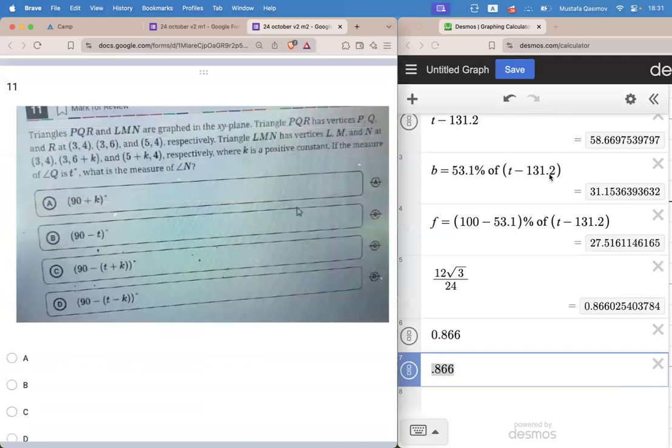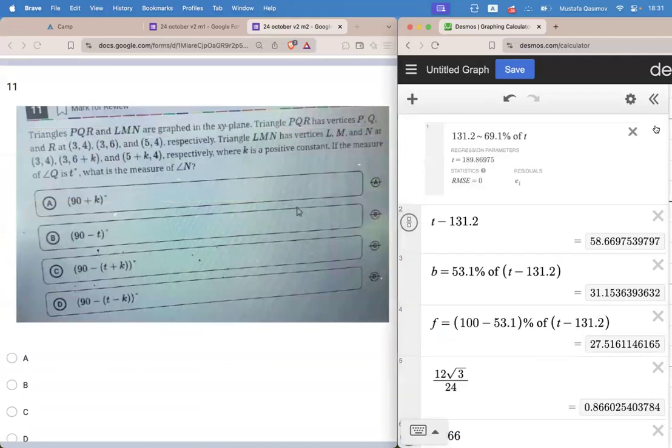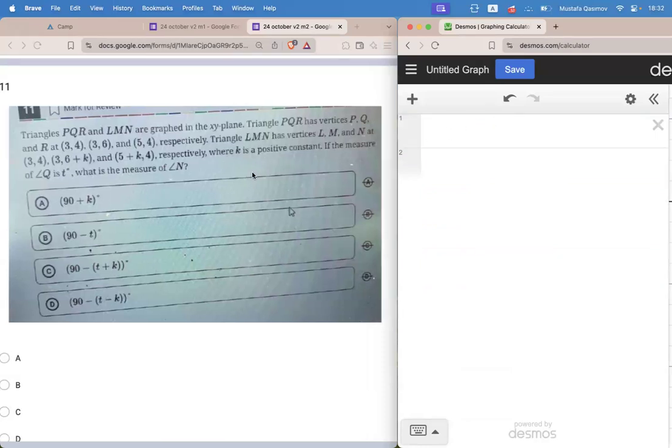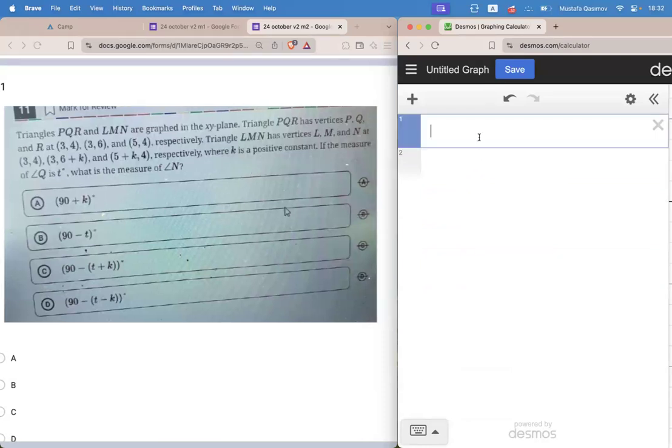Okay, for this one, you can see. Okay, let's write all of them here. The answer is without K. The answer must be without K, B. Because K is related to side, and when it is related to side, it cannot be related to angle.